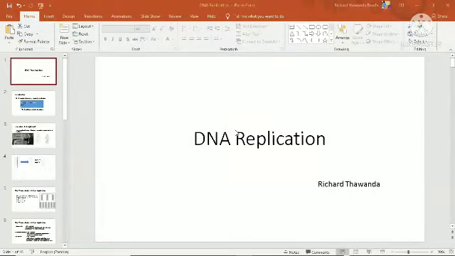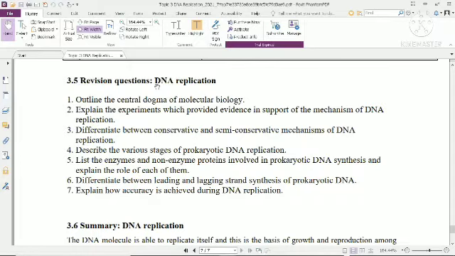So today we'll be discussing DNA replication. I'm sharing my screen. Are you able to see the questions? Yes. Okay. So we'll start by tackling question one, which says outline the central dogma of molecular biology.